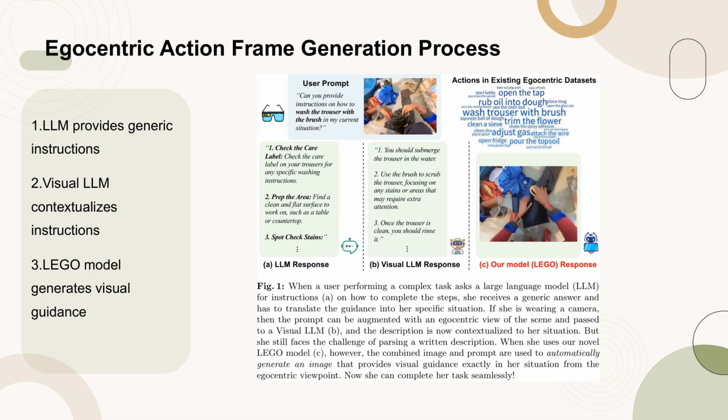Figure 1 illustrates the process of obtaining task-specific instructions using different models. Initially, a user queries a large language model, LLM, for guidance on a complex task, receiving a generic response that requires translation to fit her specific situation. When the user's prompt is augmented with an egocentric view of the scene and passed to a visual LLM, the instructions become more contextualized to her current environment.